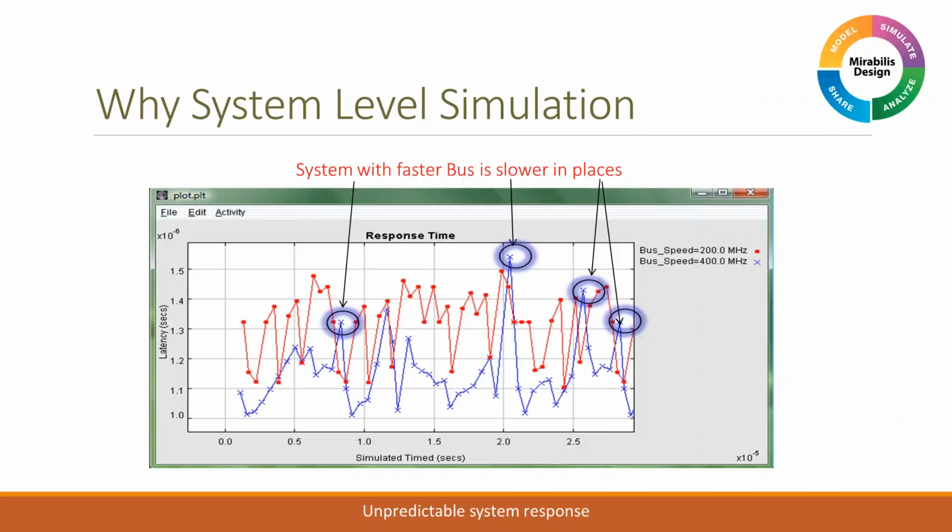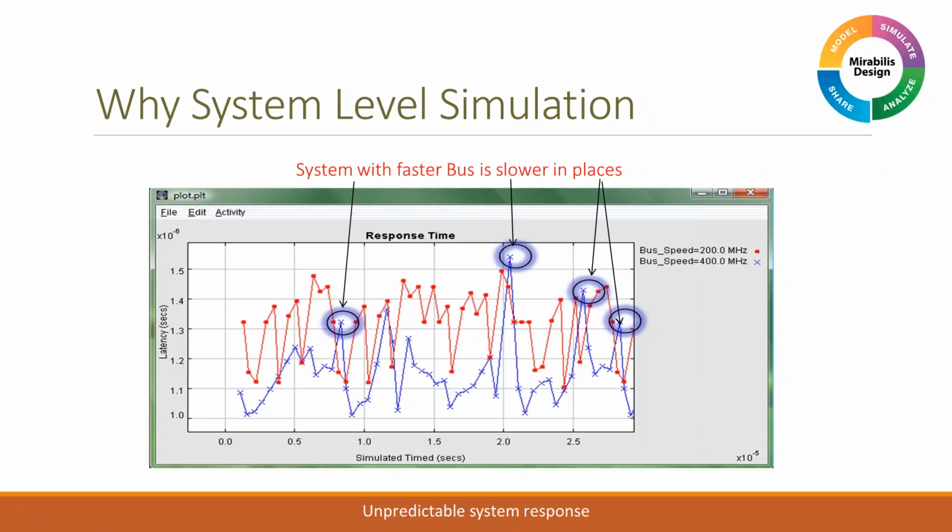Now, taking that same design, we did an experiment where we ran it at 2 different bus speeds, one at 200 megahertz and the other at 400 megahertz. What we found is the latency, which is the time to complete the sequence of tasks, for the 400 megahertz actually had some points in the design where it was slower than the 200 megahertz.